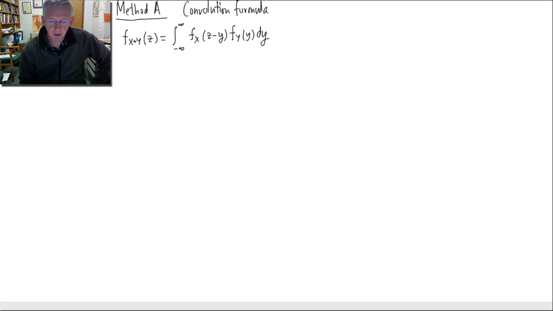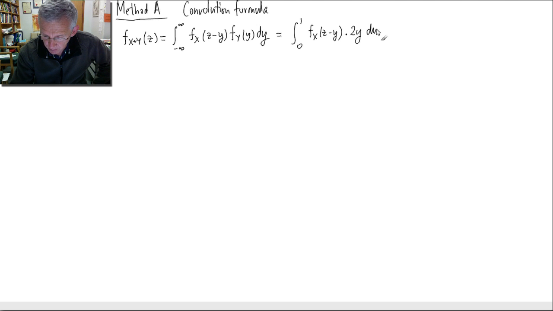So we're going to solve this problem using the convolution formula, which we've already quoted. It's this. Now the PDF of y is equal to 2y for values between 0 and 1. So I can immediately replace the limits of integration here with 0 and 1 because the PDF of y is 0 outside those limits. I'm going to leave the first term unchanged for the moment. It's the density of x at z minus y. And then I can replace the f_Y of y by its value between 0 and 1, which is 2y.